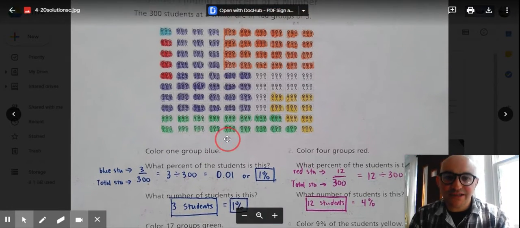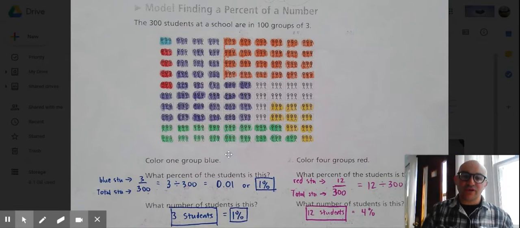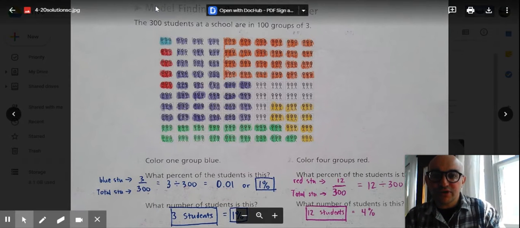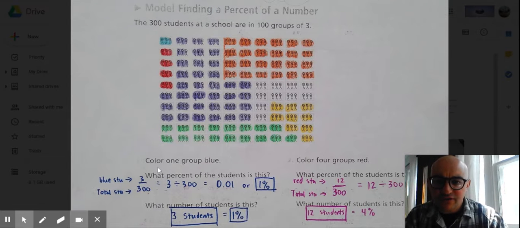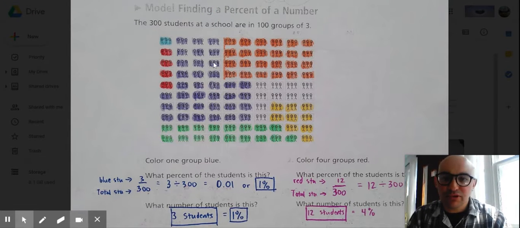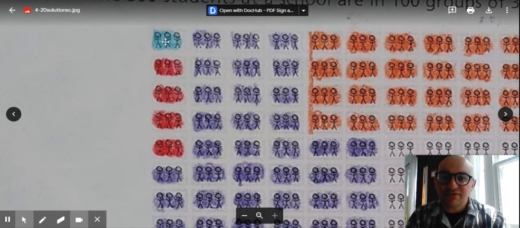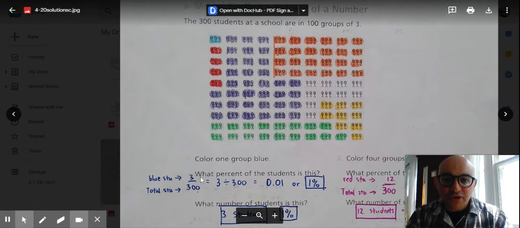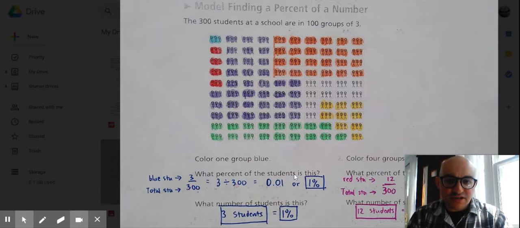The colors are nice and pretty, but not actually the most important thing. The most important thing is understanding how to convert the groups here that we're coloring into percentages. So taking a look at this very first problem, it says color one group blue. So you can see right up here, top left, I colored it blue. Okay, and then we're trying to figure out what is the percent of students that are blue.